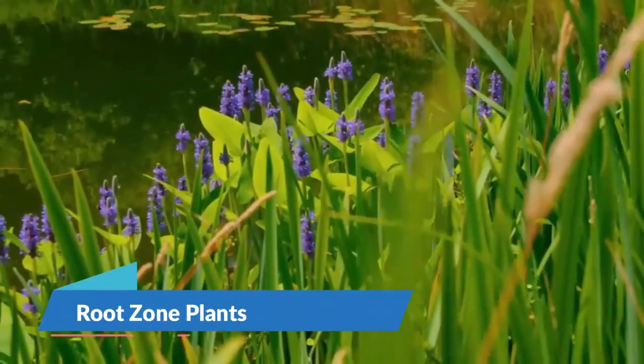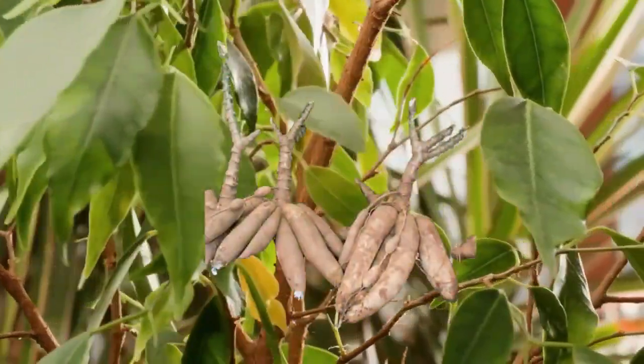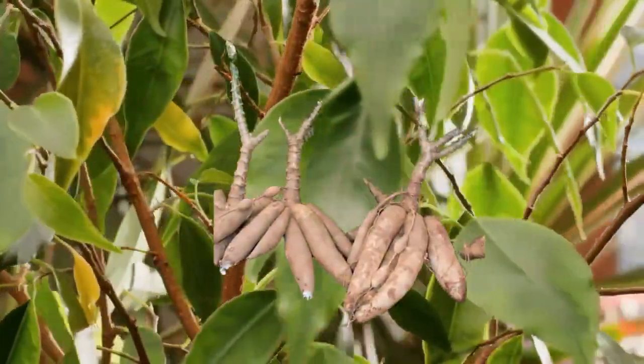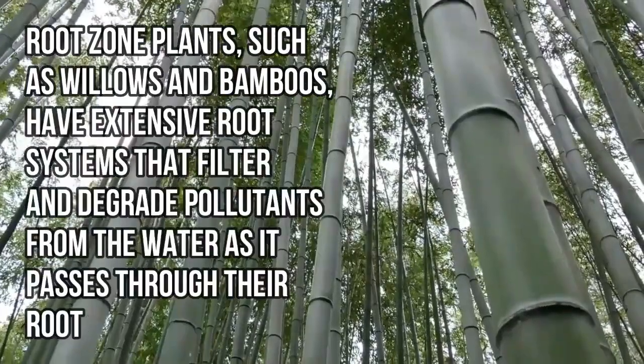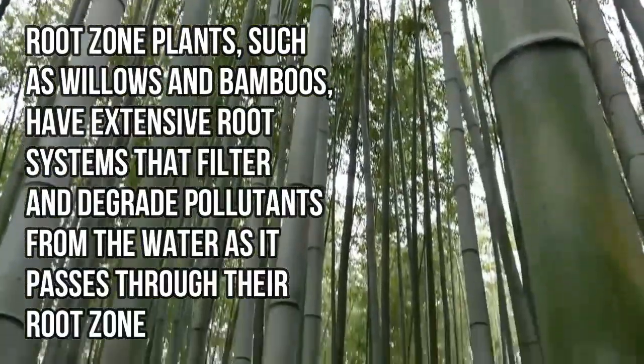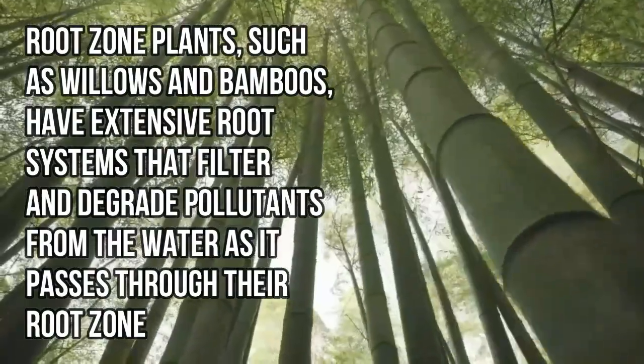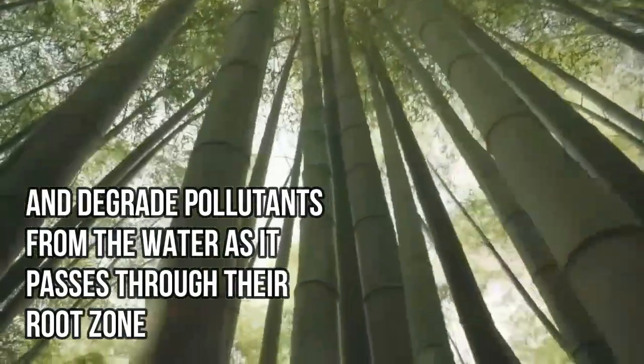Number 3. Root zone plants. These are used in constructed wetlands designed specifically for wastewater treatment. Root zone plants, such as willows and bamboos, have extensive root systems that filter and degrade pollutants from the water as it passes through their root zone.